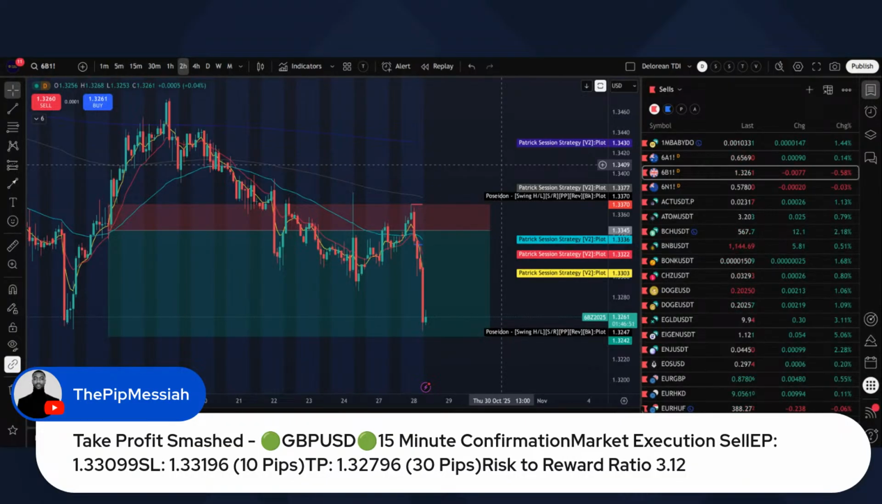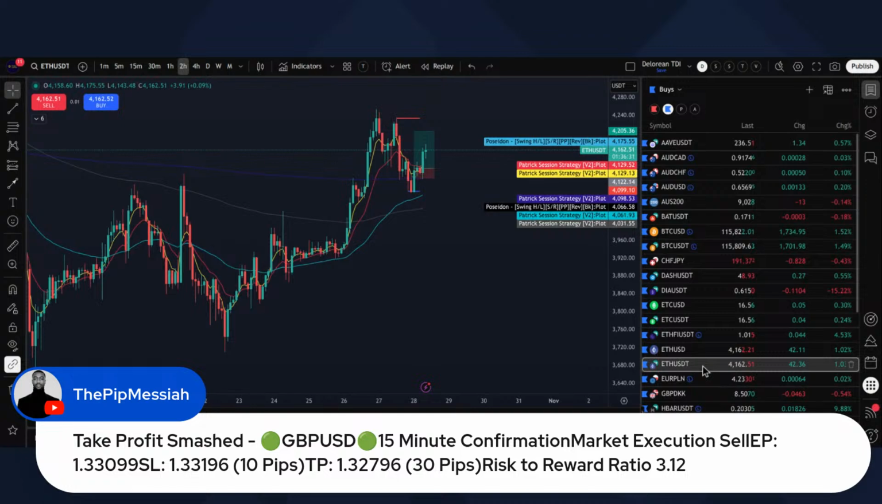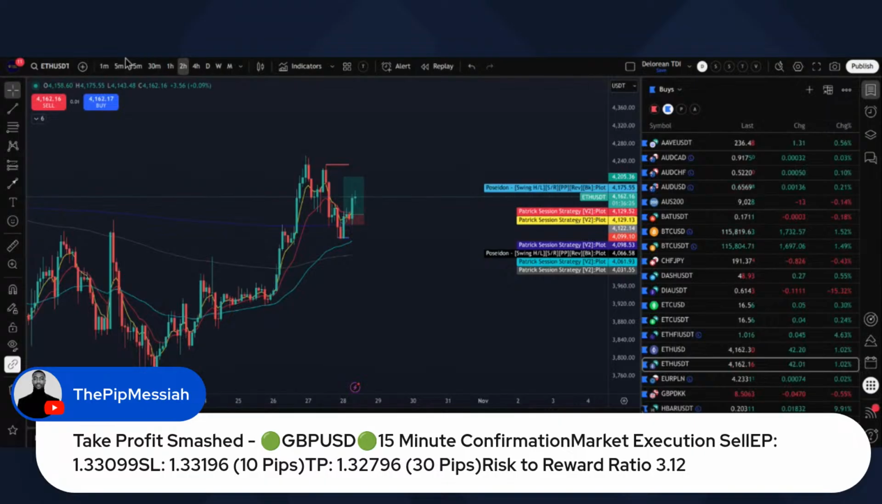Still nothing. We'll go back to looking at Ethereum instead. There's no movement here. Ethereum has moved a little bit, not much.